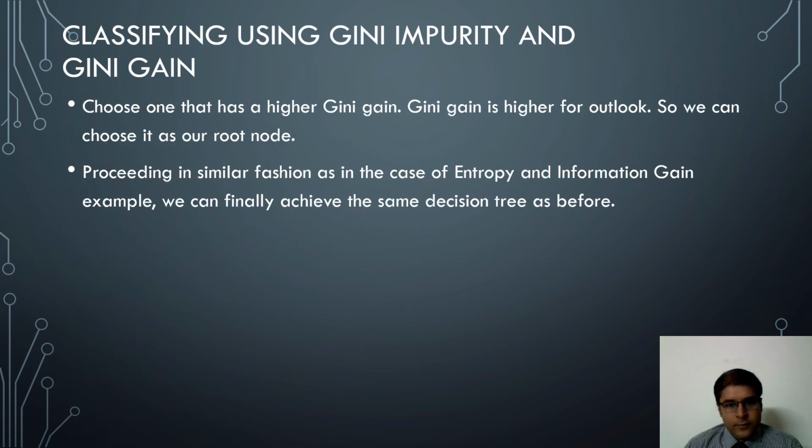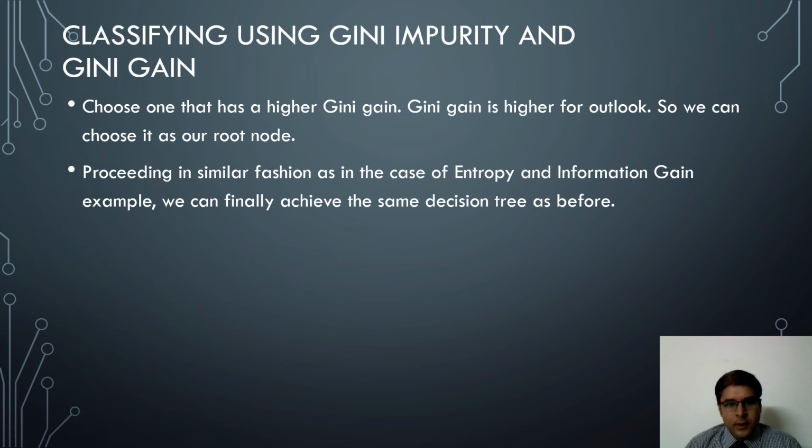Classifying using Gini impurity and Gini gain finally concludes with us choosing the feature that has the highest Gini gain, and Gini gain is higher for outlook, so we can choose it as our root node as discussed earlier. Proceeding in a similar fashion as in the entropy and information gain example, we can finally achieve the same decision tree as before. So it is the same method, we just need to change the formulas.